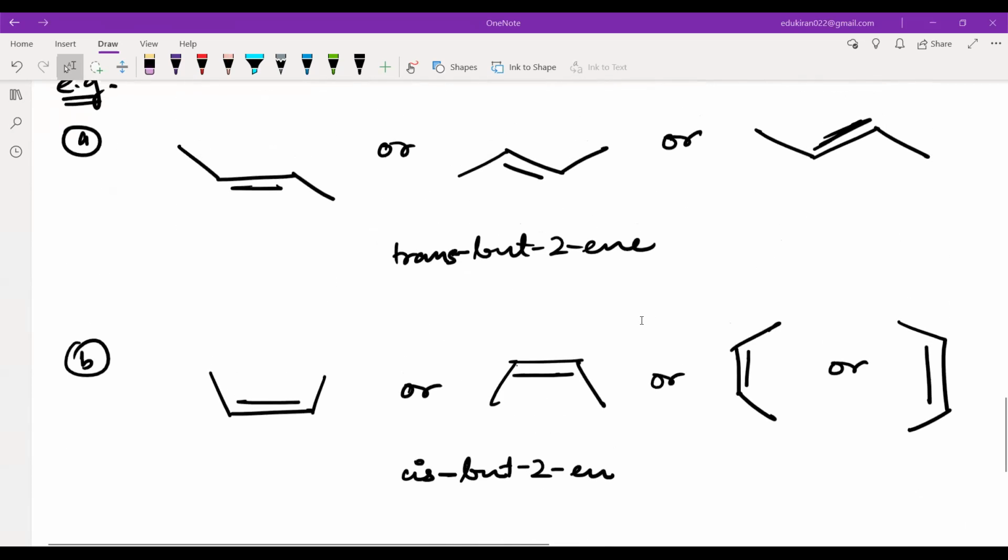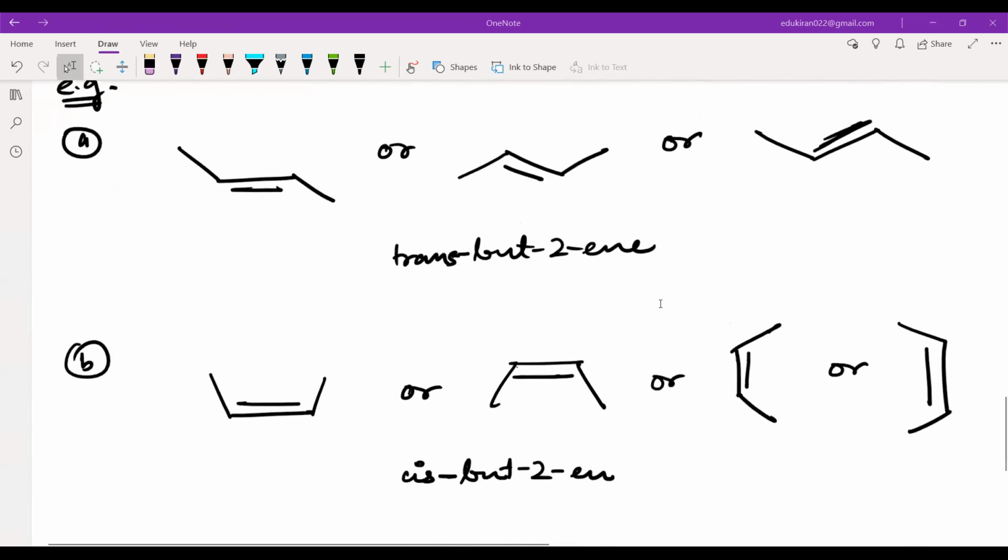Okay. So write the names here, trans-but-2-ene and cis-but-2-ene. Okay, can all of you name this? Name these type of things if I ask you. Okay. Write this down, let me know if you're done.